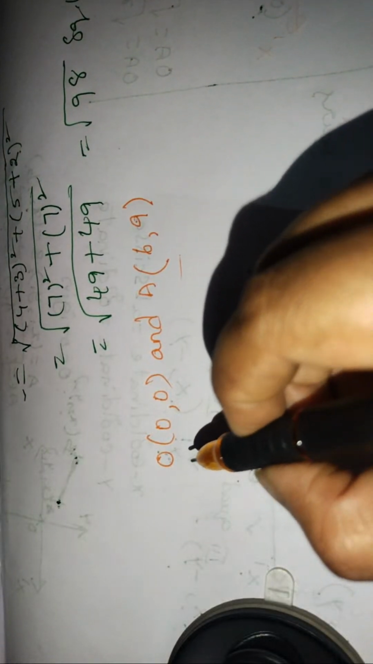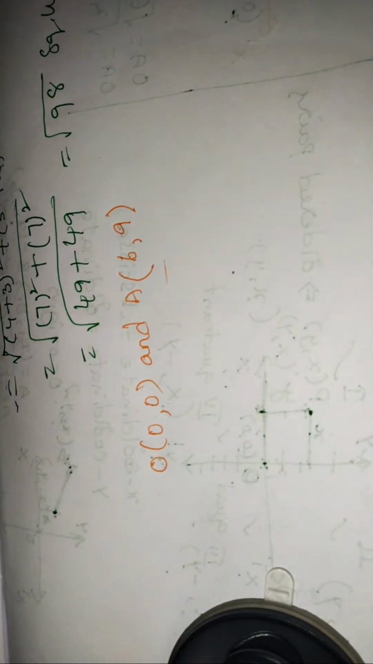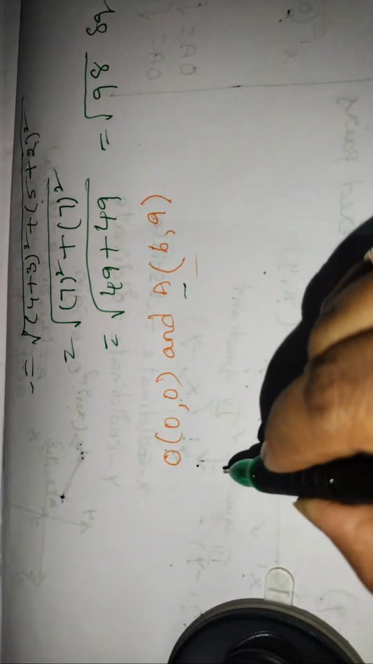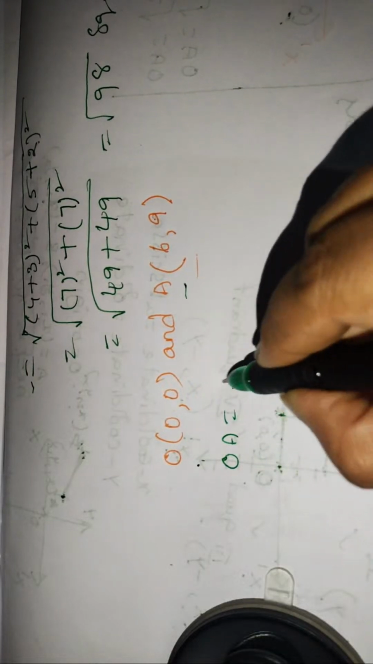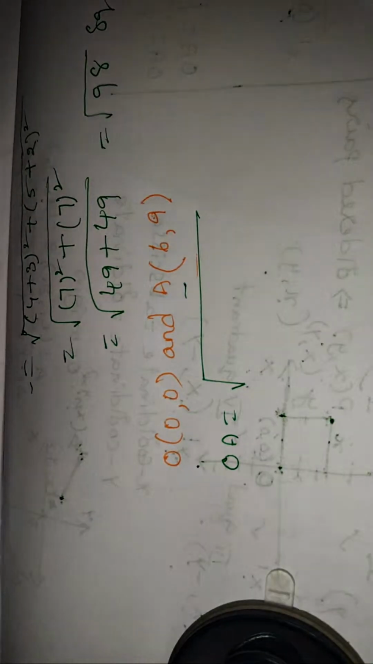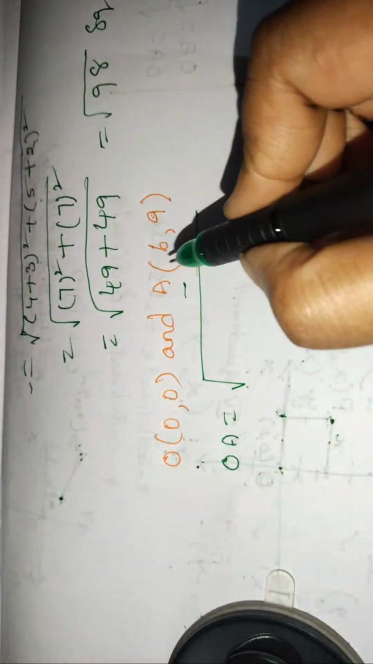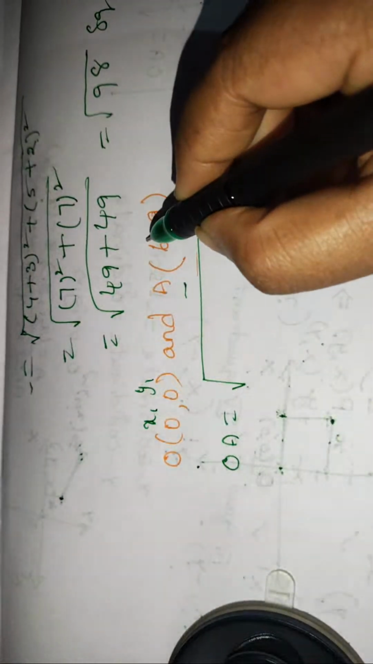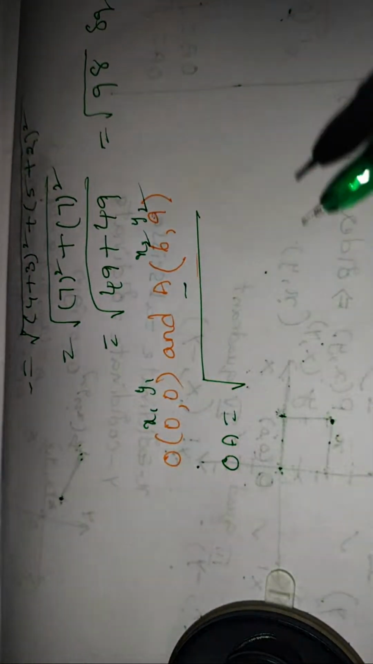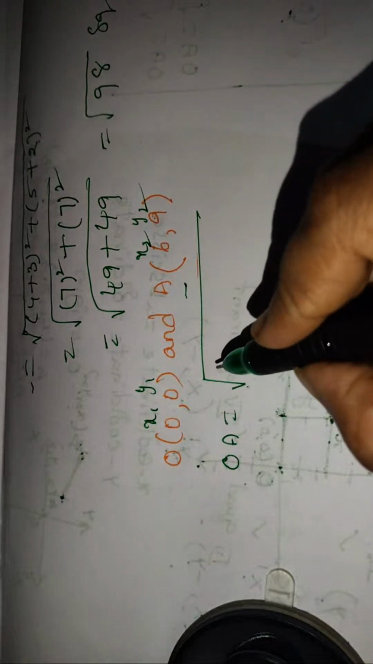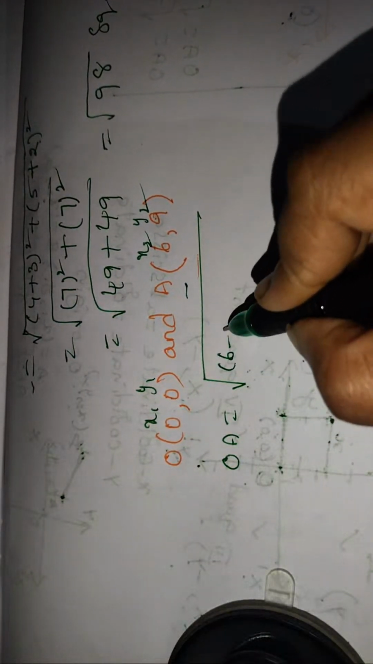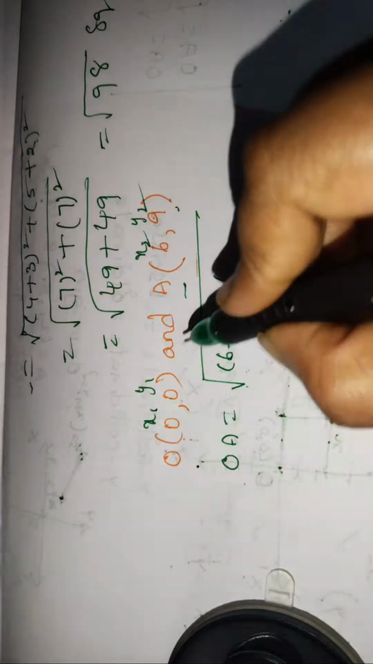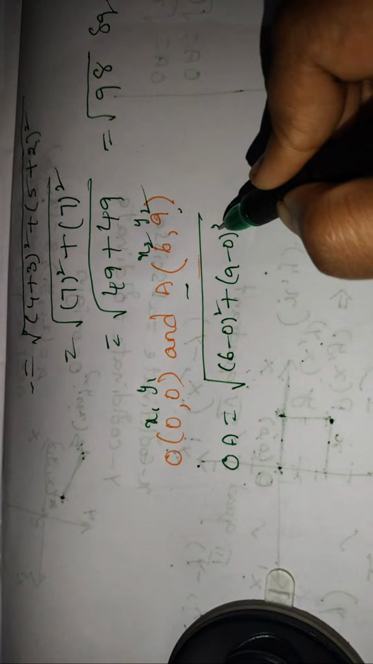First write the formula. What is the formula? Distance between 2 points. Here I have 2 points. O is one point, A is another point. OA is equal to square root of x2 minus x1 whole square plus y2 minus y1 whole square. Identify x1, y1 and x2, y2. Here x2 is 6 minus 0 whole square plus y2 minus y1, 9 minus 0 whole square.